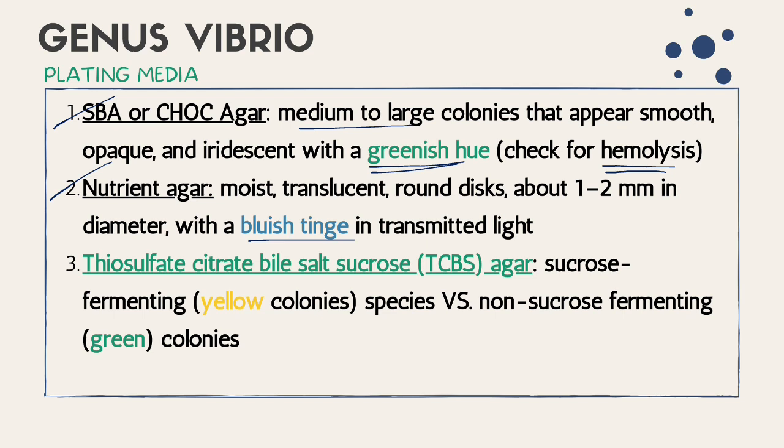For our culture media that is selective for Vibrio, we have your thiosulfate citrate bile salt sucrose agar, or what we call the TCBS agar. This is the most commonly used culture media for Vibrio, specifically to differentiate the family into sucrose fermenting and non-sucrose fermenting. For sucrose fermenting, the color of their colonies is yellow, while the non-sucrose fermenting is green.